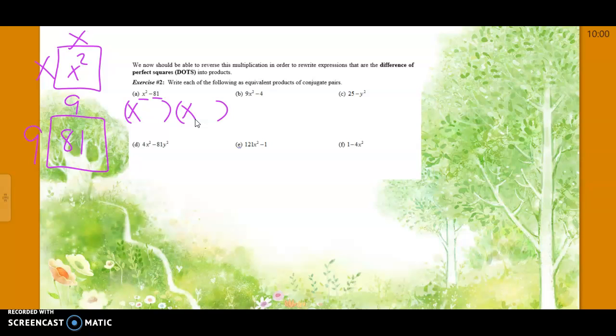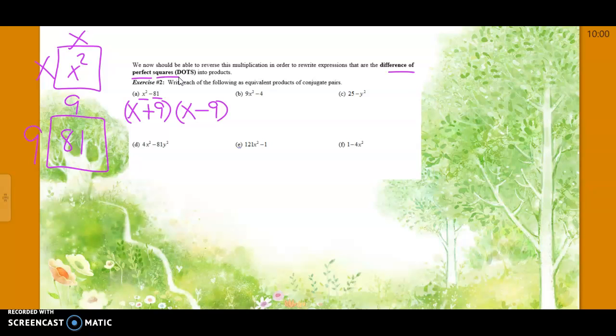And then 81 came from 9 and 9. So 9 here with 9 here. And the signs for these are always different. One positive, one negative. That's why we call this the difference of 2 perfect squares. Okay? It's as easy as that, folks.